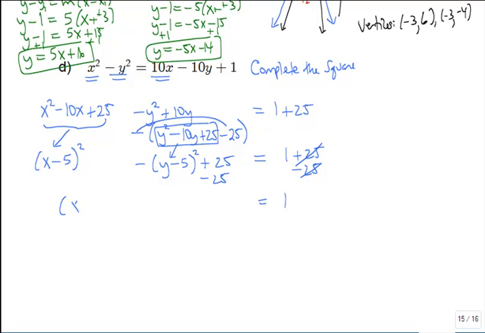And what I'm left with over here is the x minus 5 squared minus the y minus 5 quantity squared. Now, does that look like a hyperbola? It should, because it is. It has the x squared, it has the y squared, it has the 1, and there is subtraction. What makes it look a little bit funny is that it's not being divided by anything, but it really is. It's just being divided by 1.